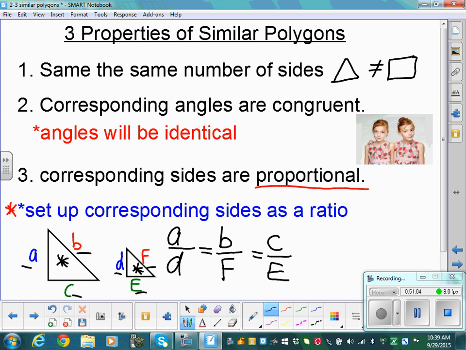Now, keep in mind, you have to stay consistent. Notice I went from big to small. I set up my ratios from big to small. You could have done it from small to big, as long as you stay consistent. So I have A over D, that was the big on top. I have B over F, that was the big one on top. And then I have C over E, that was the big one on top. I stayed consistent. You'll get the same answer as me if you do it the other way when we're solving, but you've got to stay consistent. Does that make sense? All right.